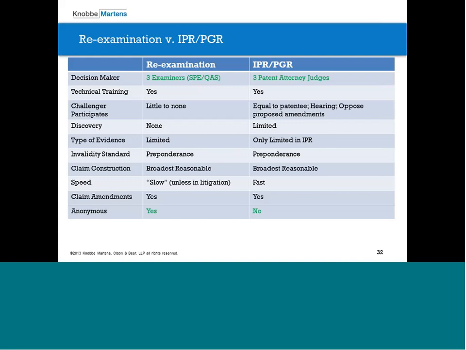So here's a comparison between re-exam and IPR and PGR. I'm not going to go through all the differences. I just want to note that while they're both at the USPTO, re-exam is going to be in front of 3 examiners and all the associated bureaucracy, right? So if you've got an applicant, a patent owner that files a declaration and the examiner doesn't like it, they can still go to a QUAS, and the QUAS will help you along as the patent owner to get that through. In contrast, IPR and PGR is going to be with 3 patent attorney judges. They probably really don't care that there's a QUAS, much less what the QUAS has to say about a declaration. So different items depending on what your scenario might be there. Also keep in mind that re-exams can be anonymous, whereas IPR and PGR will not be.